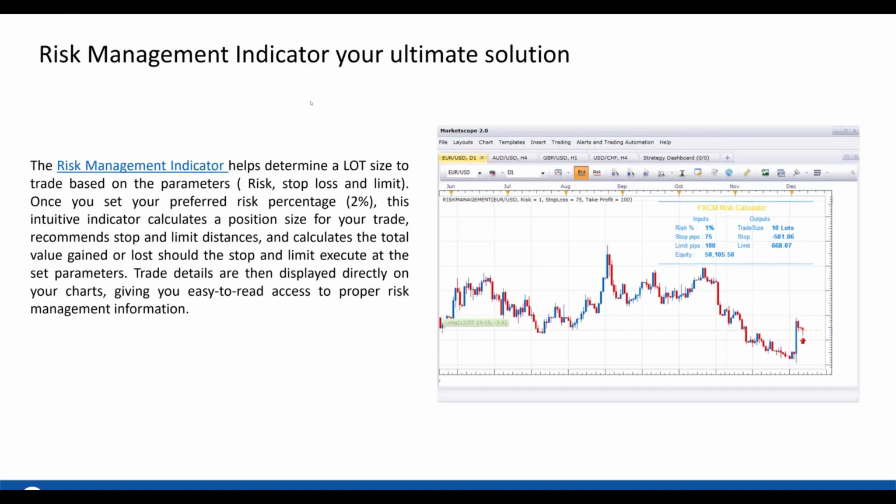We have a risk management indicator. It's actually your ultimate solution. The risk management indicator helps determine a lot size to trade based on the parameters: risk, stop loss, and limit. Remember, once you set your preferred risk percentage, which should be no more than 2% and less is better, this intuitive indicator calculates a position size for your trade, recommends stop and limit distances, and calculates the total value gained or lost should the stop and limit execute at the set parameters. Trade details are then displayed directly on your charts, giving you easy-to-read access to proper risk management information.